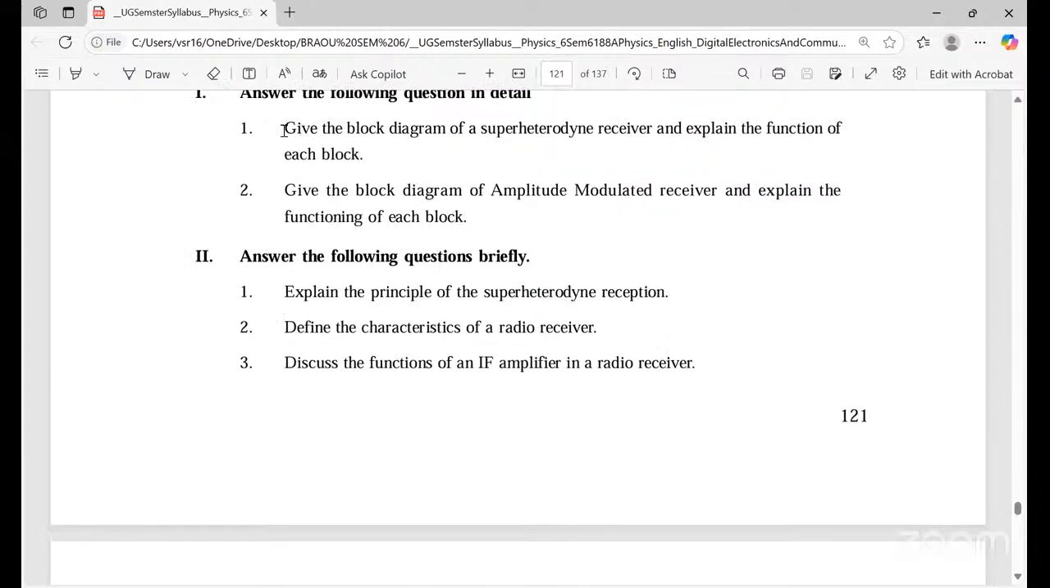You give the block diagram of superheterodyne receiver and explain it. Yes, a question. This may be short: the principle of superheterodyne reception.